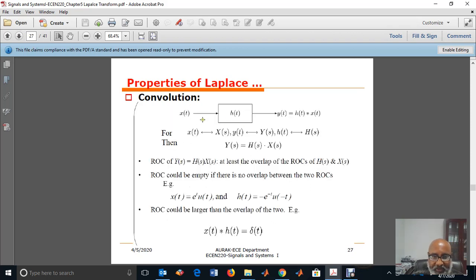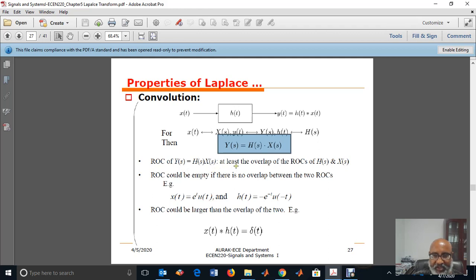Okay, convolution property. If I have an input x(t) and system h(t), y(t) is h(t) convolved with x(t). Then the Laplace transform of x(t) is X(s). The Laplace transform of y(t) is Y(s). The Laplace of h(t) is H(s). Then Y(s) is X(s) times H(s). Very important property, this.